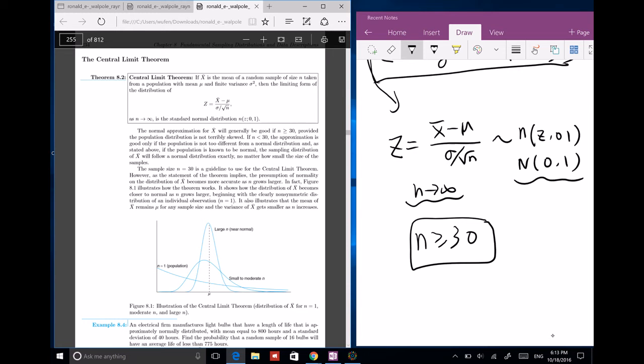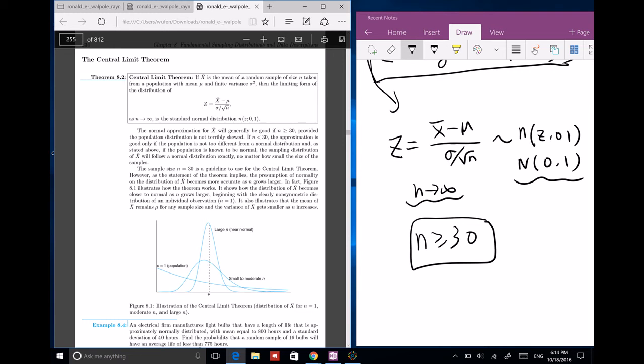If N is large, the distribution is near normal. If N is small, it is not. For N small to moderate, it is close, but if N is large, you have a near normal distribution. The normal approximation for X bar will generally be good if N is bigger than or equal to 30, provided the population distribution is not terribly skewed.